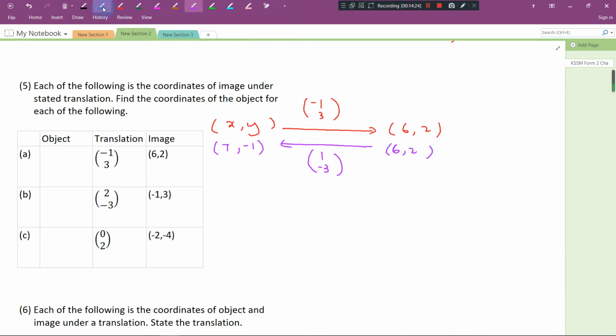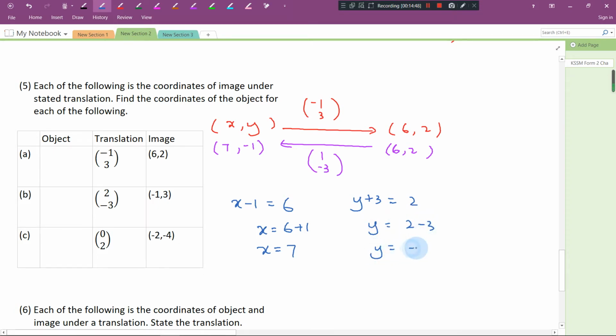So you can do another way. Let's say you don't like to do this way, you can do this way. Write an equation. X minus 1 is equal to 6, then y plus 3 is equal to 2. Okay, so x is equal to 6 plus 1, x is equal to 7. Y is equal to 2 minus 3, y is equal to -1.